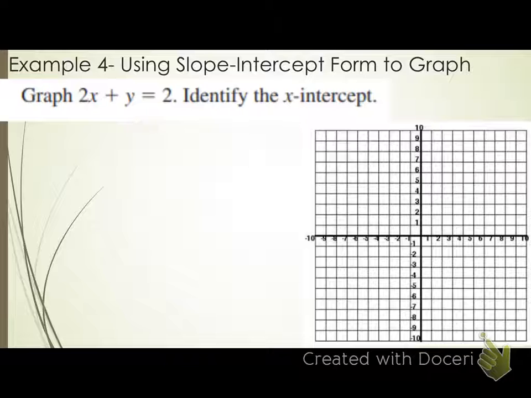So here's our first example. Graph 2x plus y equals 2. Identify the x-intercept. So the first question I'm going to ask you, what form is this equation in? Is it in standard form or slope-intercept form? Standard form. ax plus by equals c. Right? Do you guys remember how we graphed in standard form?